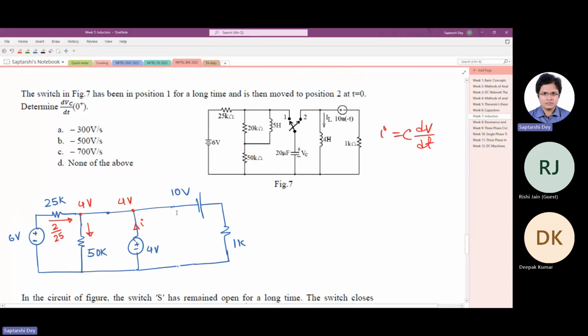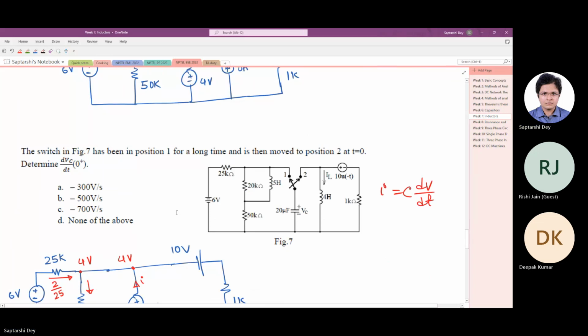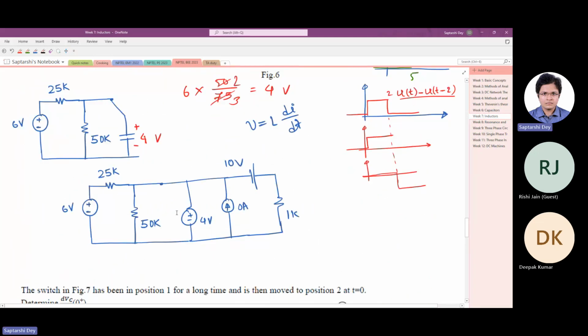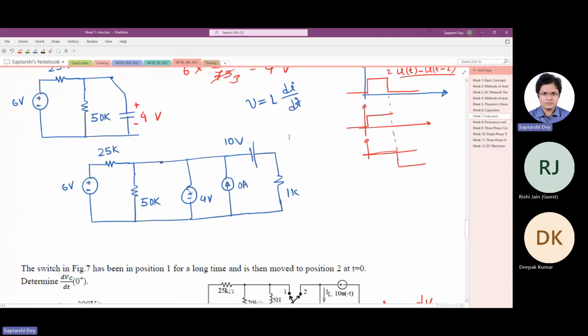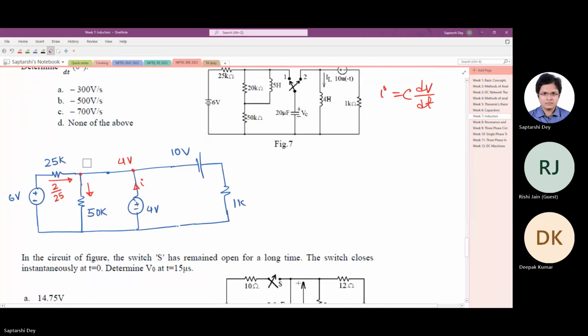Oh, sorry. One mistake I have made here. This is open circuit. The switch has been thrown from position 1 to position 2. So the capacitor is no more connected to this side of the circuit. This is open circuit. So the capacitor is no longer connected to this side of the circuit. So this is open. So now our job is made much easier. So we have 4 volt.